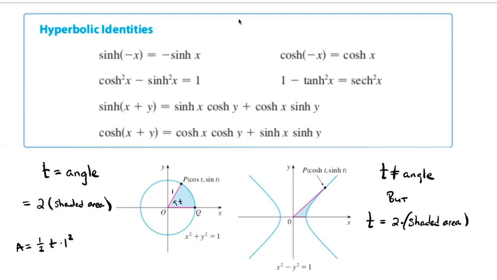So why am I telling you all of this? Well, because over here on the right, I have a related equation. x squared minus y squared is 1. Its graph isn't a circle, it's a hyperbola.